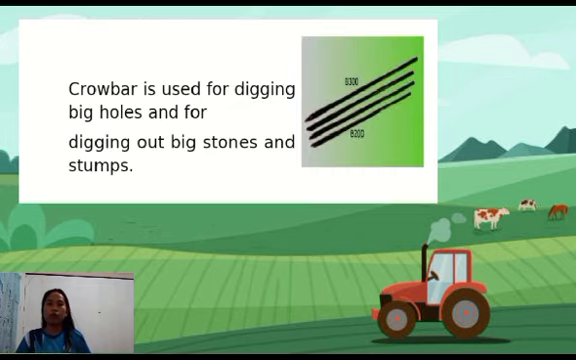The next one we have is the crowbar. The crowbar is used for digging big holes and for digging out big stones and stumps. So the crowbar is a tool for digging large holes and removing stones and stumps.